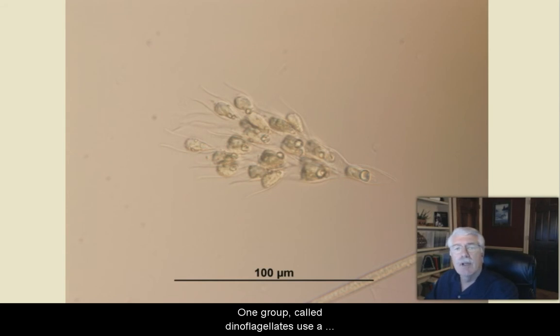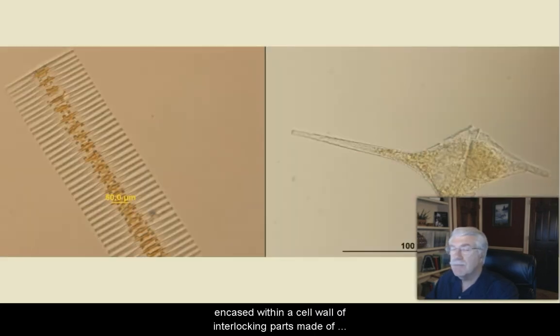There are many kinds of phytoplankton. One group, called dinoflagellates, use a whip-like tail called a flagella to move about in the water. Their bodies are covered with a shell. Another group, called diatoms, are a type of algae encased within a cell of interlocking parts made of silica, and they can form colonies. Phytoplankton may be eaten by small fish, but it's the zooplankton that eat most of the phytoplankton. Phytoplankton play an even bigger role in aquatic systems than just food for aquatic animals.